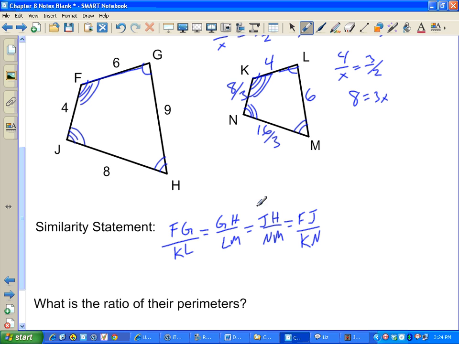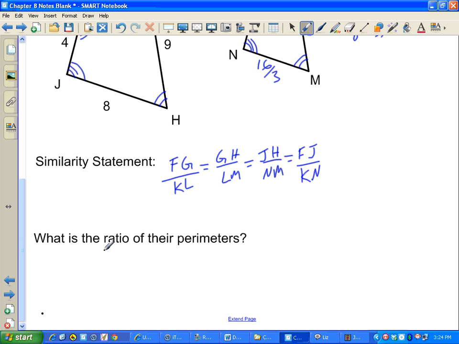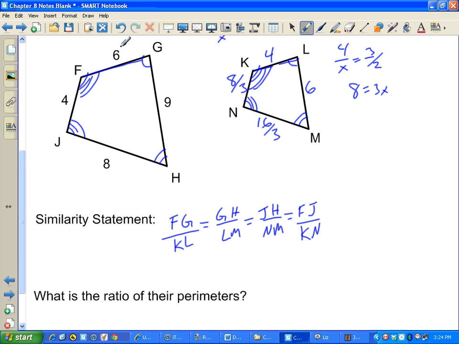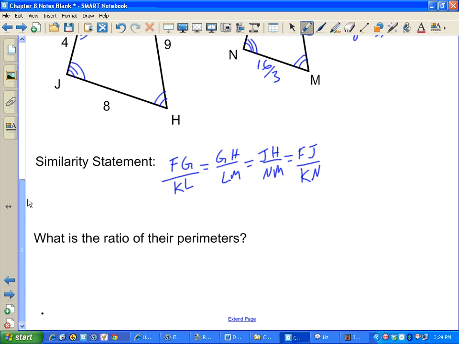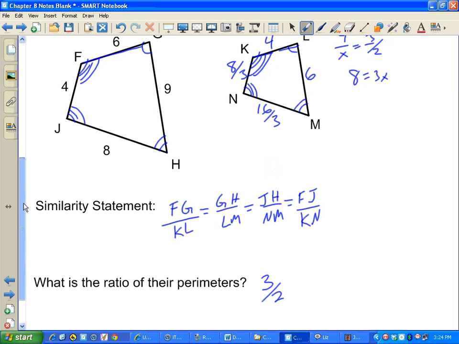This is my similarity statement, and a lot of the problems in your packet are going to ask you to write one of these. What is the ratio of their perimeters? Let's think about this. I have a constant ratio between these and these. To find the perimeters, I'm going to add all these up, and I'm going to add all these up. So I should have the same ratio between their perimeters. It should be 3/2. Let's make sure.